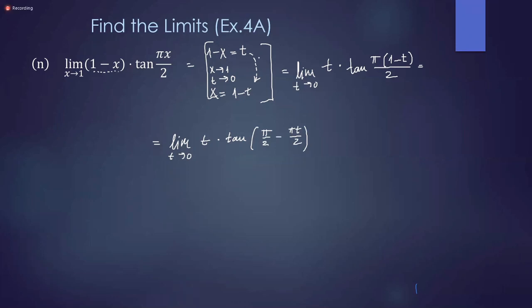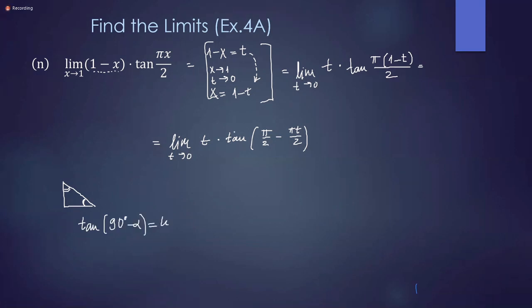Remember that in a right triangle, the sum of the acute angles is a right angle. What is the sine for one of the acute angles is actually cosine for the other one. And what is tangent for one of the acute angles is actually cotangent for the other one. So basically, tangent of 90 degrees, that is pi half, minus acute angle alpha, is actually equal to cotangent of alpha.